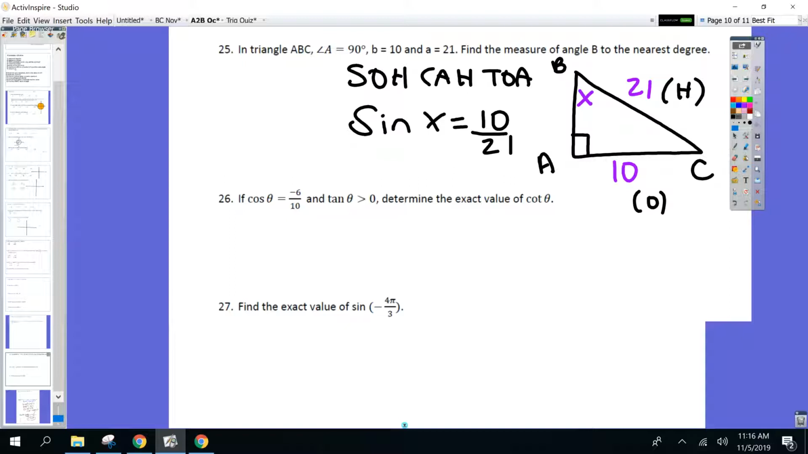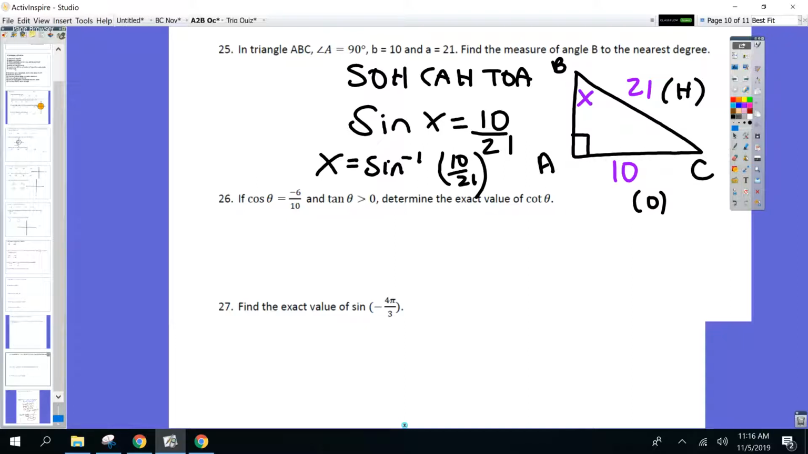We've been doing this a lot in this unit. Where do I go on my calculator now? Because I don't cross multiply here. Inverse, yep. Inverse sine, and I plug in 10 over 21. And now I'm rounding to the nearest degree. Yep.